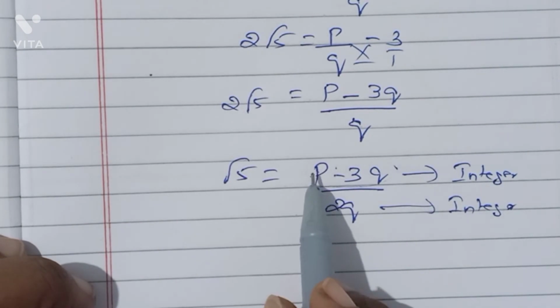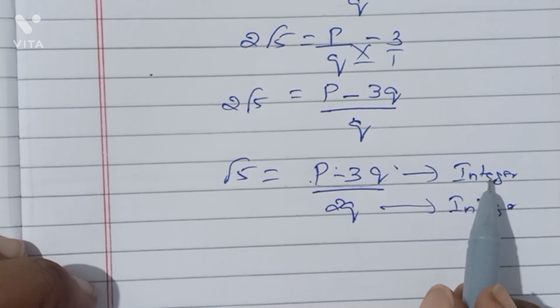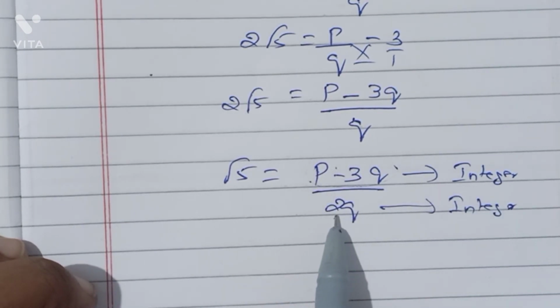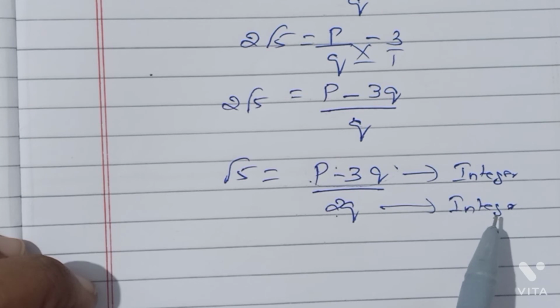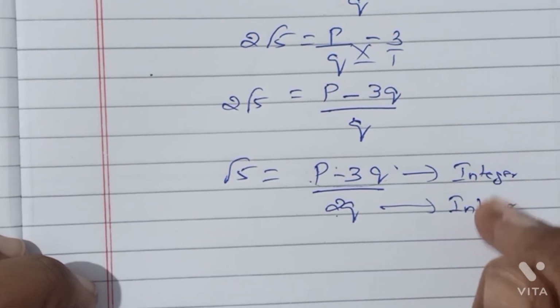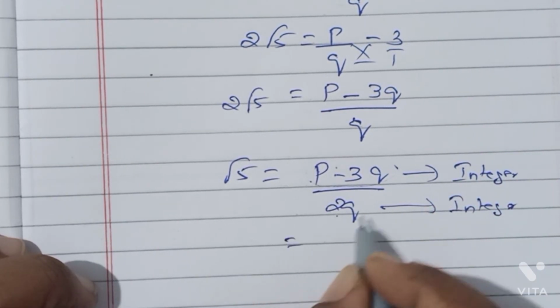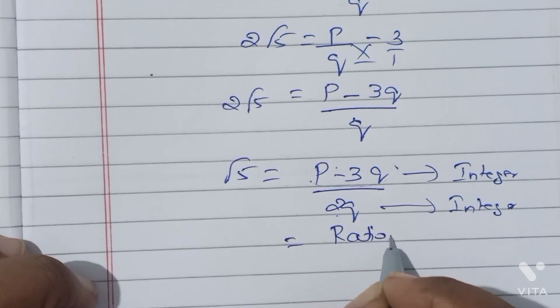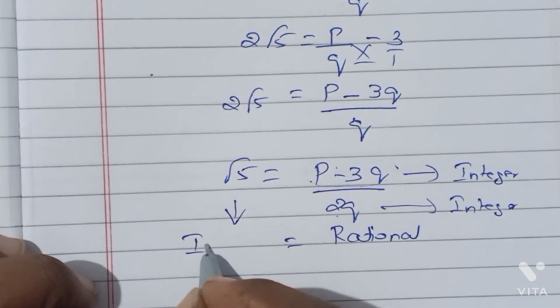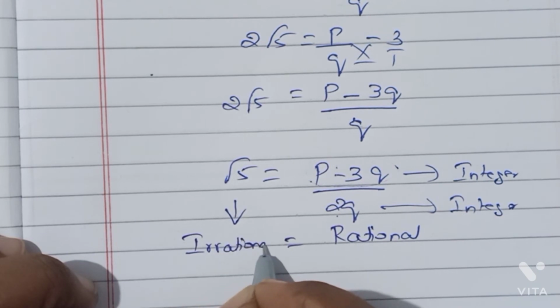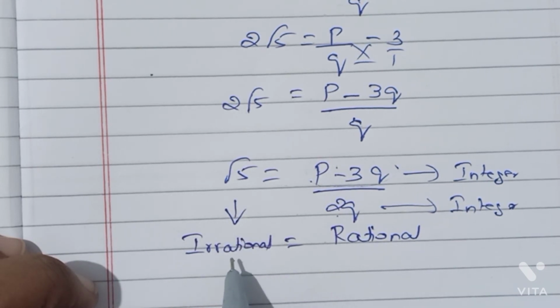So an integer minus an integer will give an integer only, and here also this q is an integer. When a number is multiplied with an integer, we get an integer only. So integer divided by integer is of the form p by q, in the sense that we can say it is a rational number. But actually root 5 is an irrational number. Just now we had proved, isn't it? Root 5 is an irrational number. So now you can see irrational equal to rational.